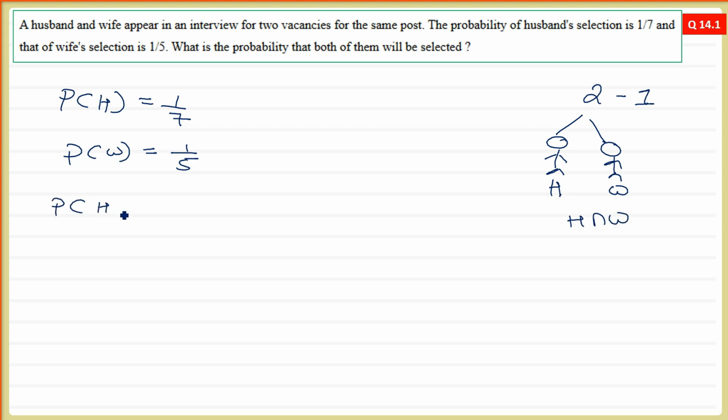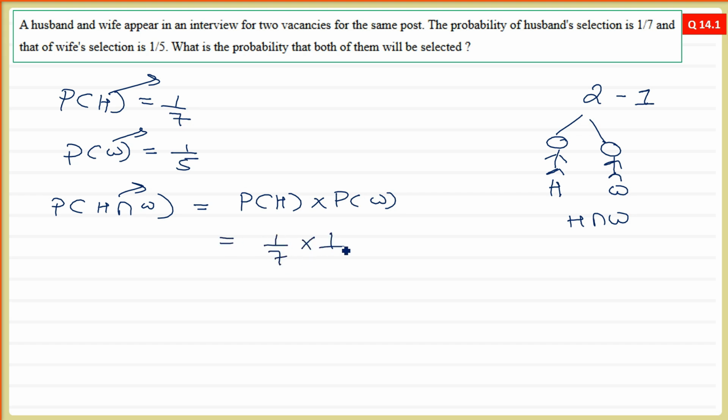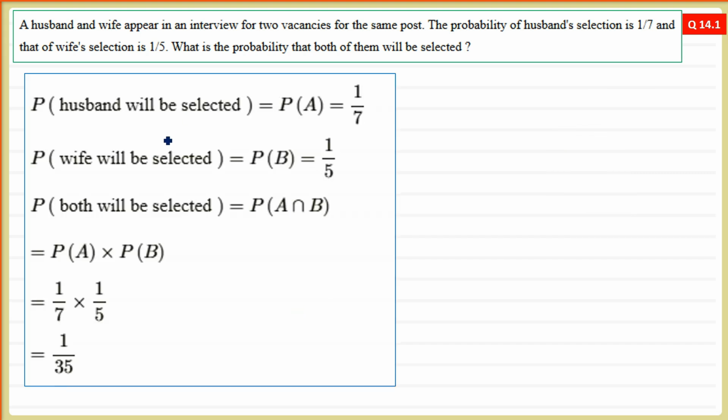So the probability we are trying to find out, let's write it in words: husband selected here, wife selected here, husband and wife selected here. I'll show you how to write that. So this is equal to, because these are independent events, PH multiplied by PW. Since the probability is already given, just multiply 1 by 7 with 1 by 5, and this gives you 1 by 35.